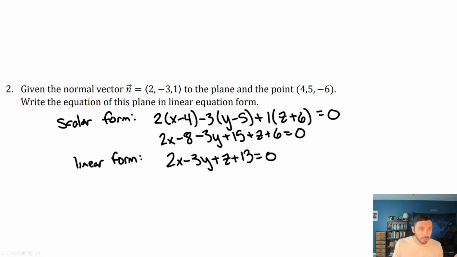Yeah, so we're just using the normal vector as those coefficients, and then we have the point that we're just plugging in for x naught, y naught, and z naught respectively. I use scalar form as the starter, and then I just combine like terms, just did some algebra to get it in its linear form.